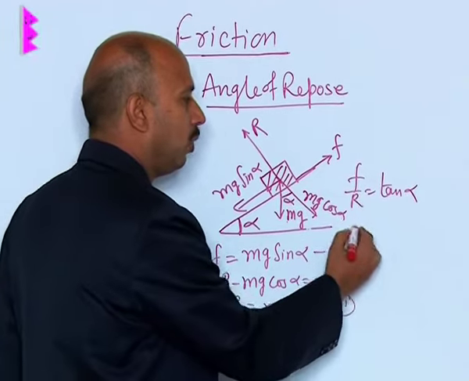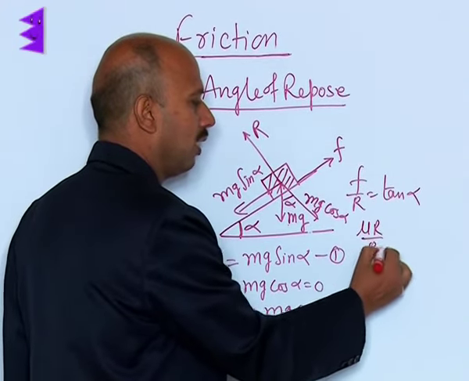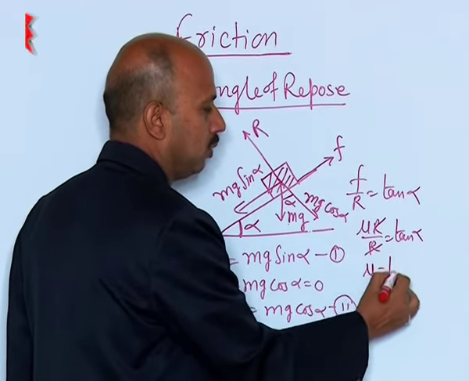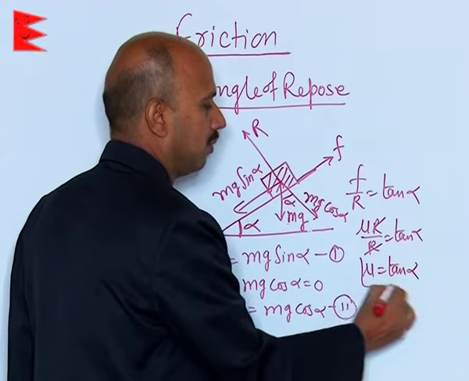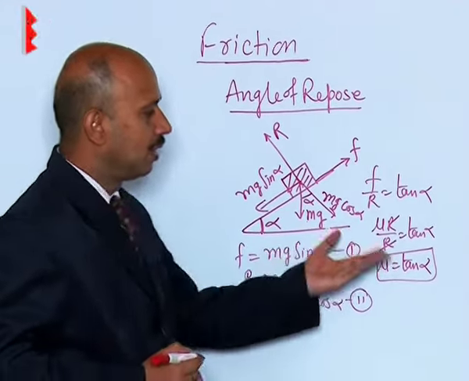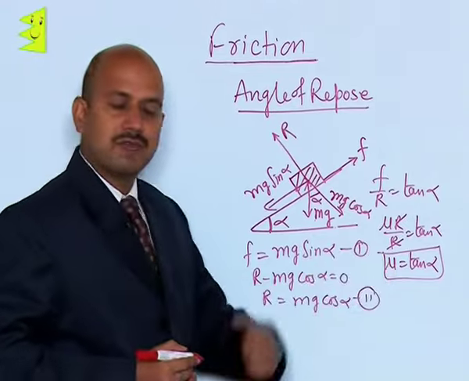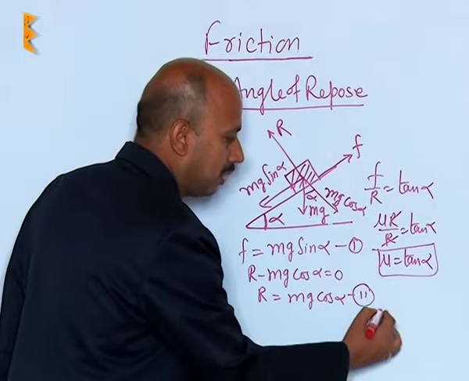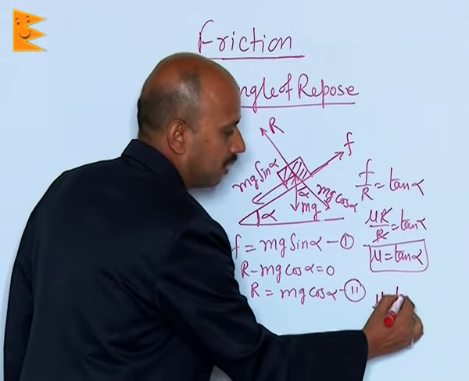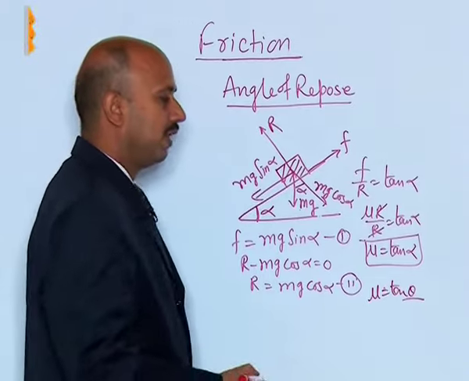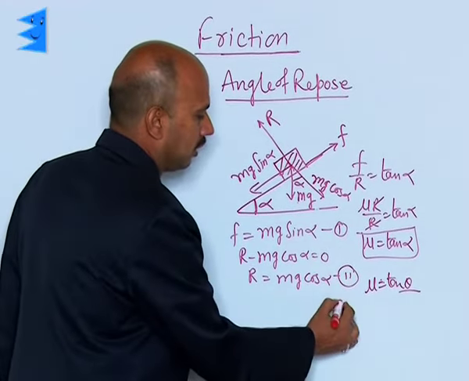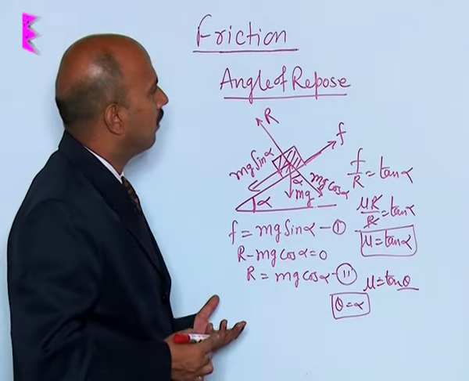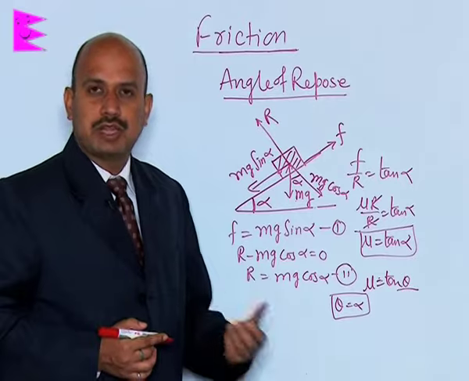and we know F upon R is mu R upon R, which is equal to tan alpha. So, R cancels, and you will get mu is equal to tan alpha. It means the tangent of angle of repose is equal to the coefficient of friction. In angle of friction I have described already, I have derived mu is equal to tan theta. Here theta was angle of friction, so we can write here theta is equal to alpha. So, this is the concept of angle of repose and angle of friction.